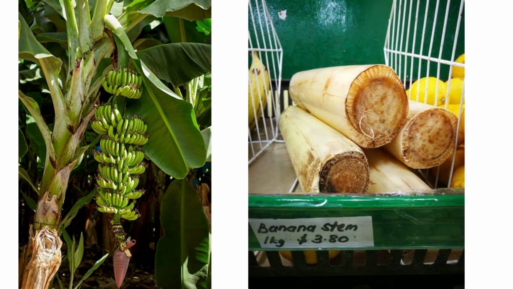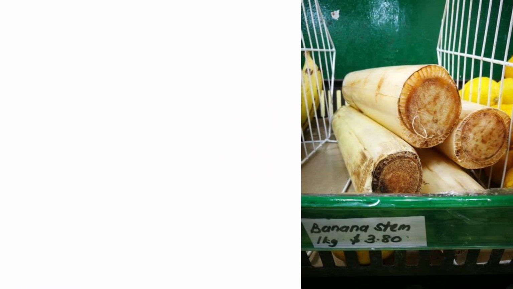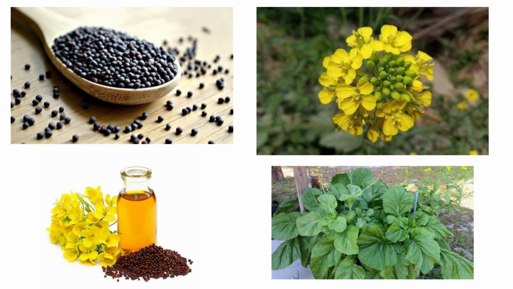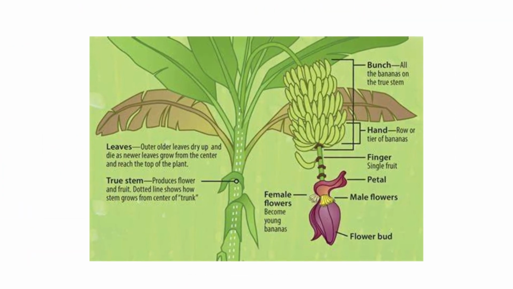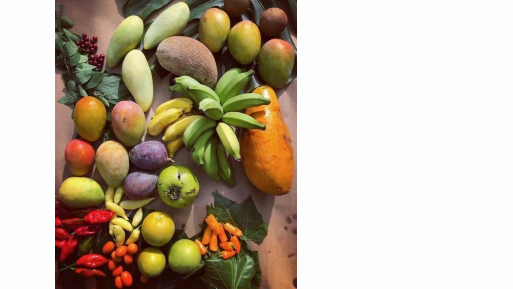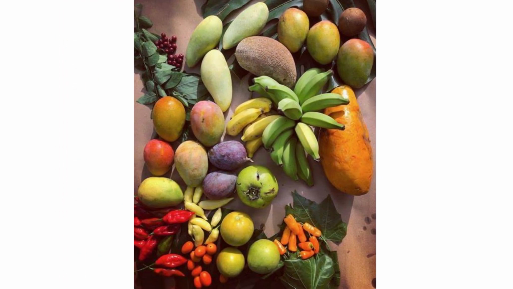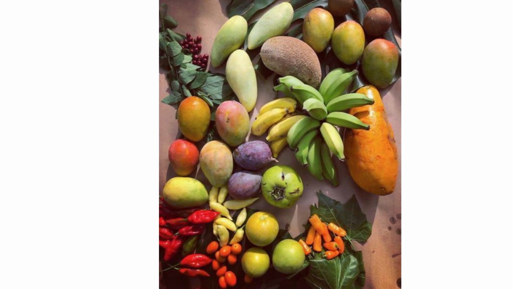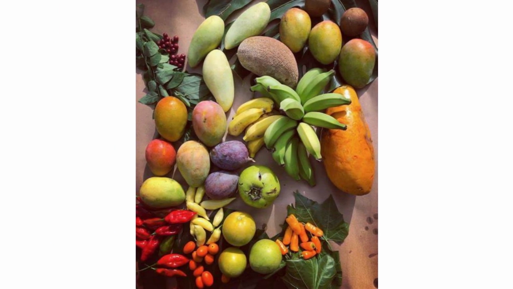Some plants have 2 or more edible parts. Seeds of mustard plants give us oil, and leaves are used as vegetable. Can you think of different parts of a banana plant that are used as food? Think of more examples where 2 or more parts of a single plant can be used as food.